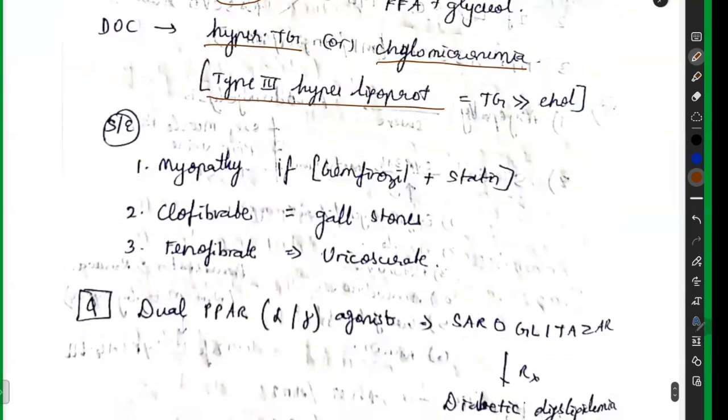Okay, what side effects are you going to have? The important side effect is going to be myopathy.